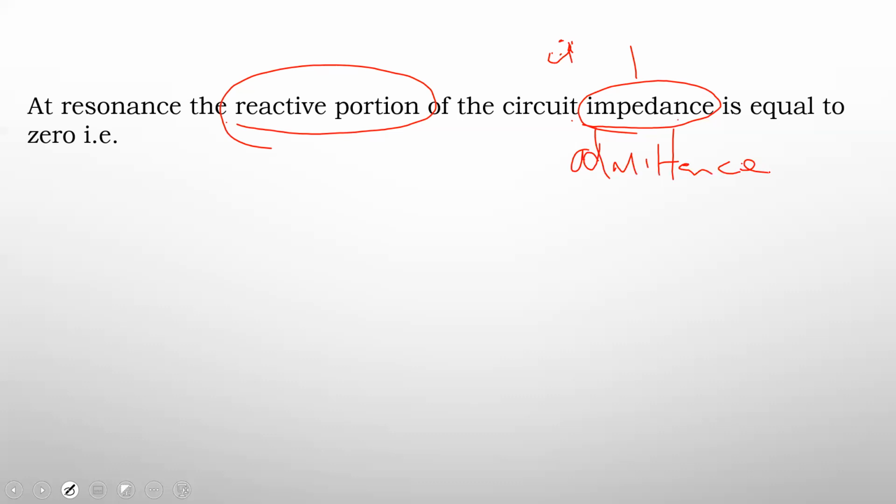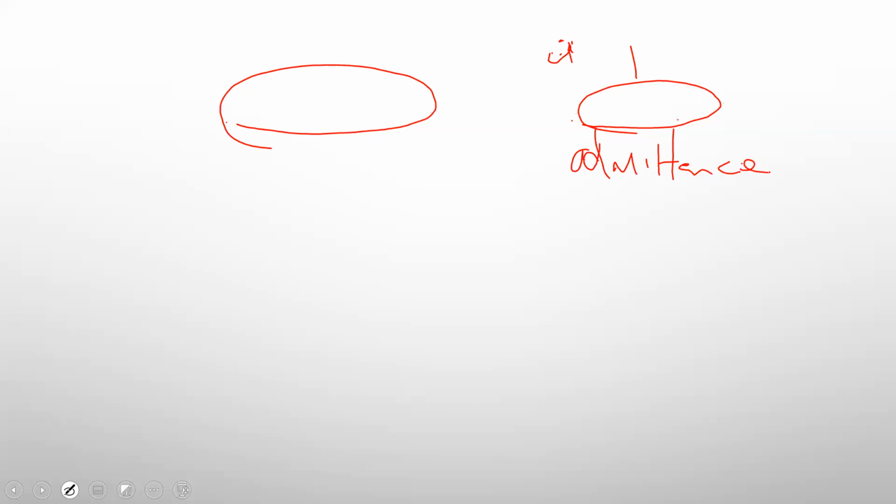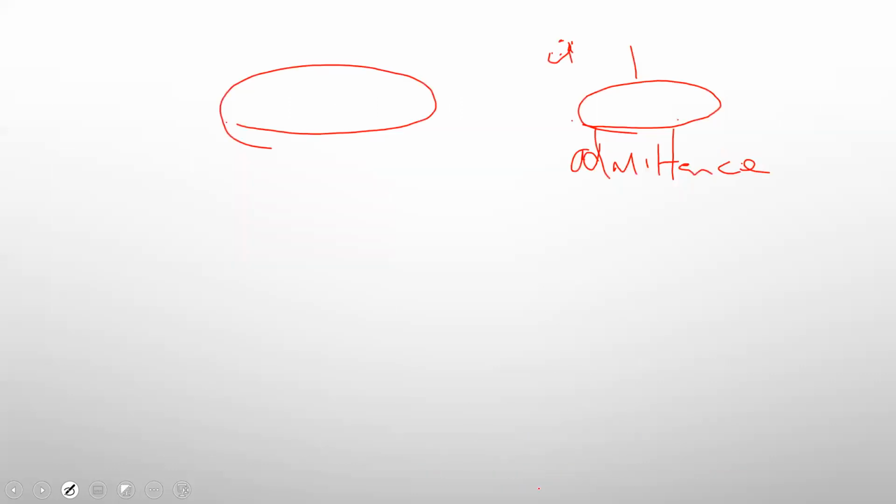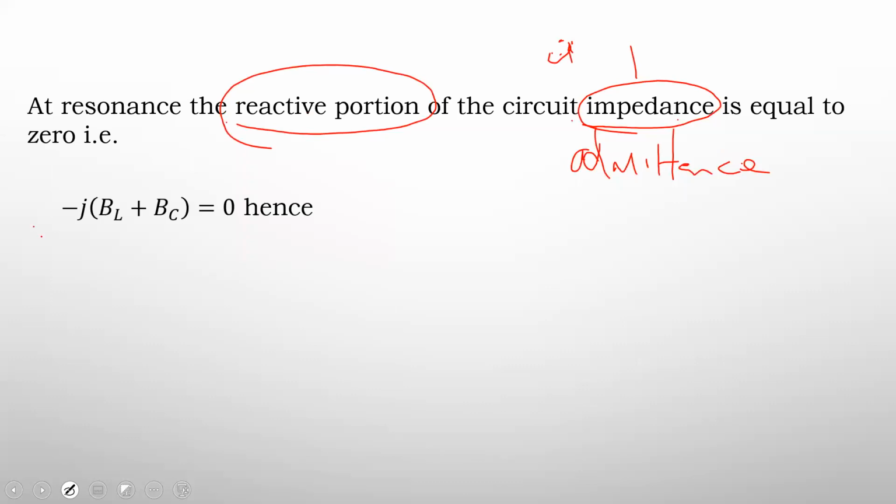So if I go back to the equation that we just derived, right? Here's the equation. All right? Go back to that equation. At resonance, what we are saying is that the reactive portion, which is minus j into (BL minus BC), this is supposed to be minus. All right, so that is minus j(BL minus BC) would be equal to 0.